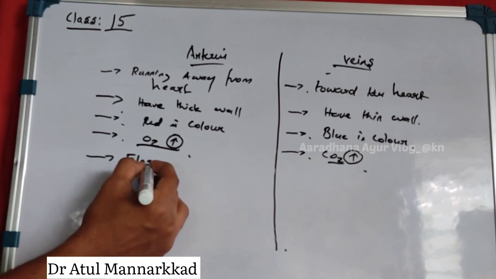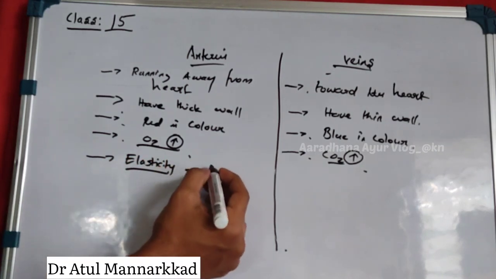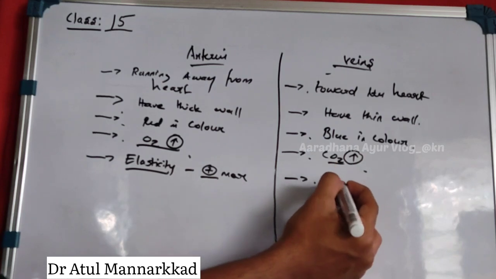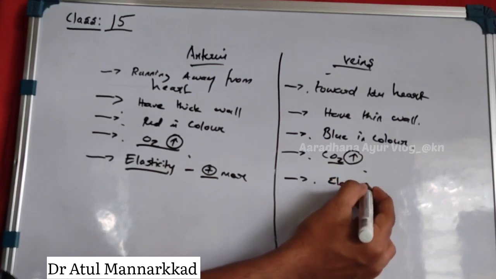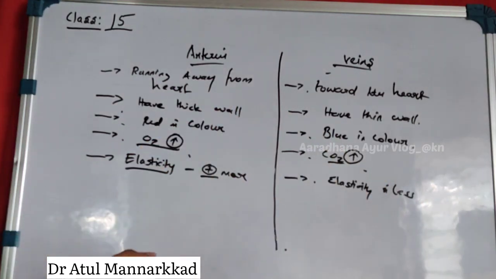Next, let's talk regarding the elasticity. Elasticity is present more in the arteries, but compared to the veins, elasticity is less. Elasticity is less in the veins.